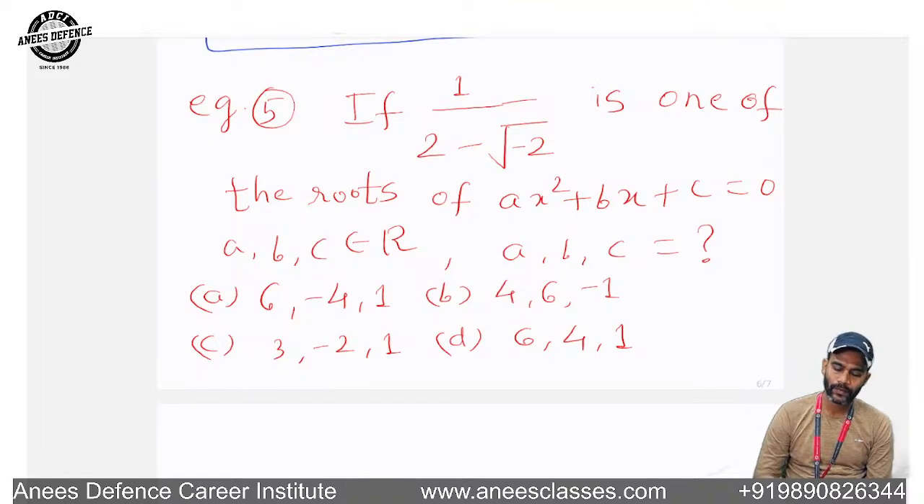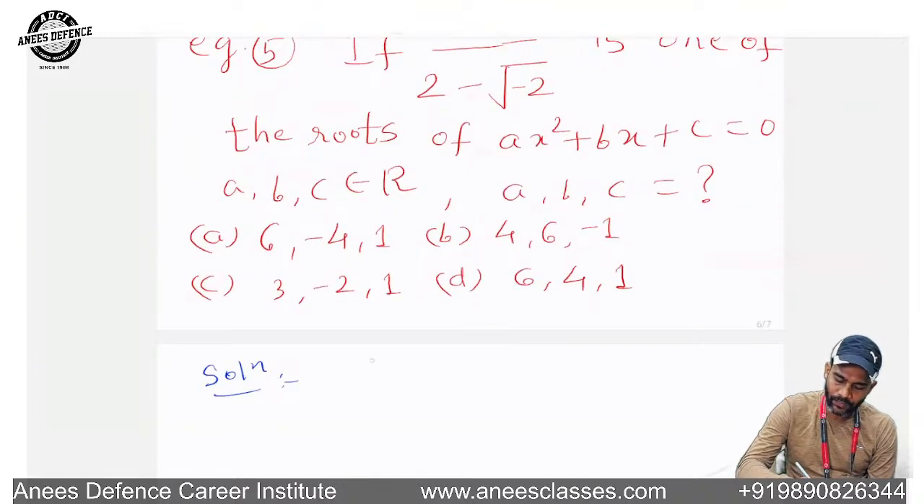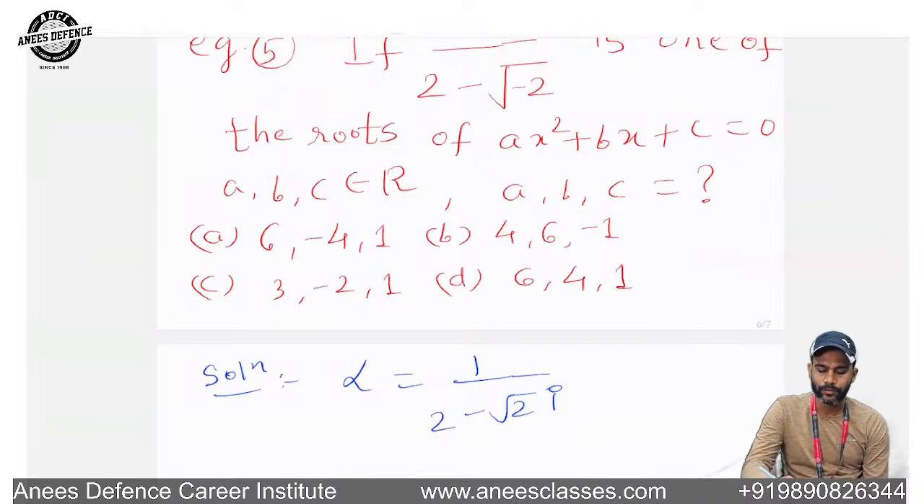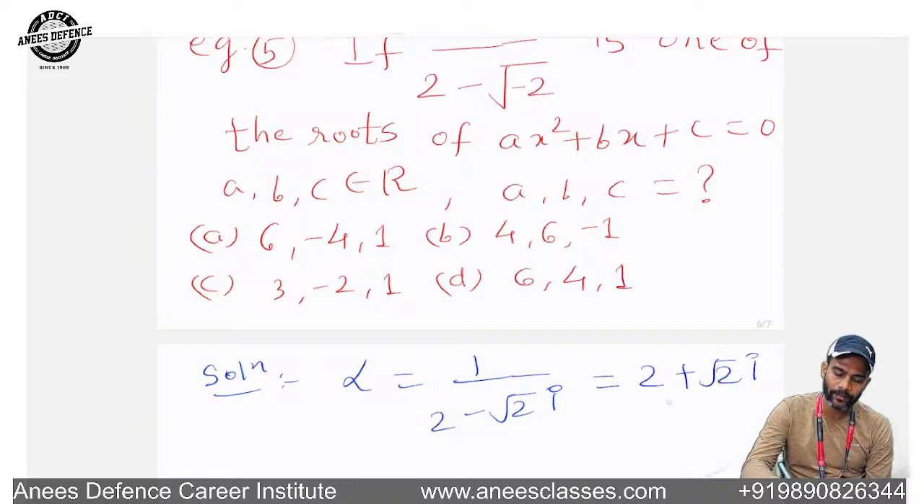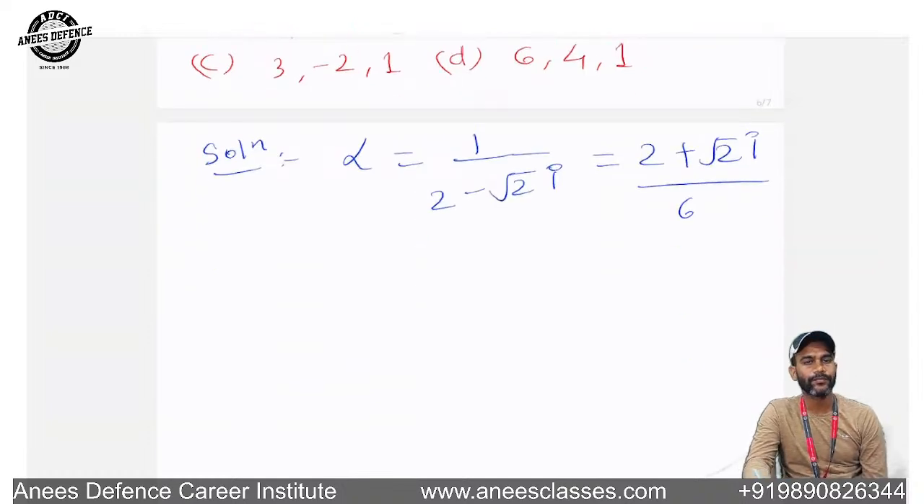Yes or no? So what is alpha? Let us simplify it. Solution. Very easy. Let us consider alpha is equal to 1 over 2 minus under root 2 iota. Yes or no? Can I rationalize it? It becomes 2 plus root 2 iota divided by 4 plus 2, which is 6. Yes or no?